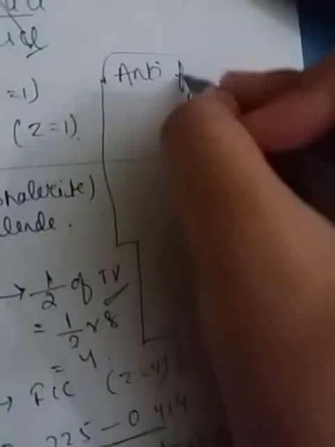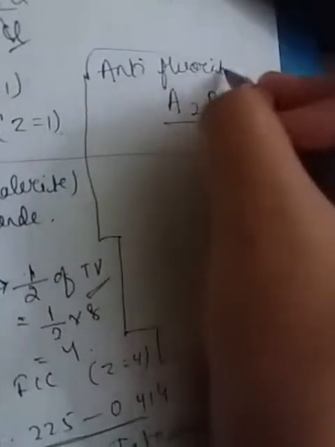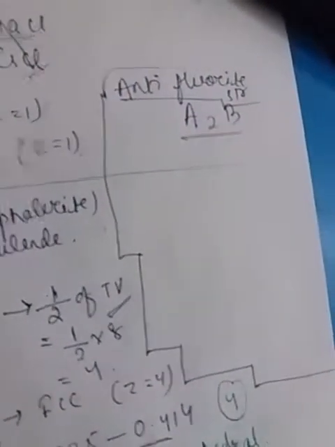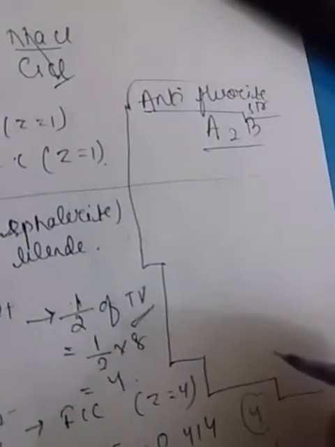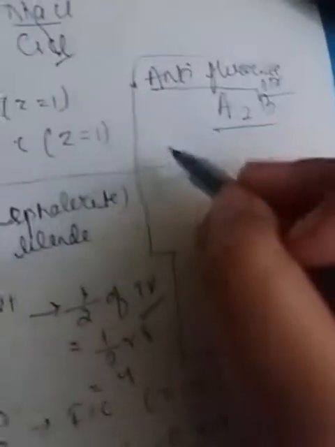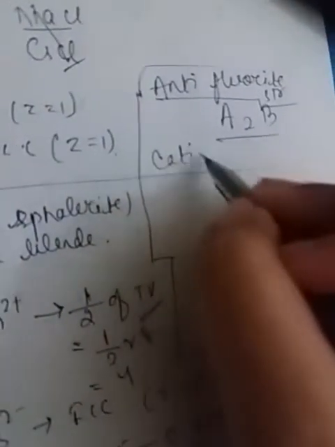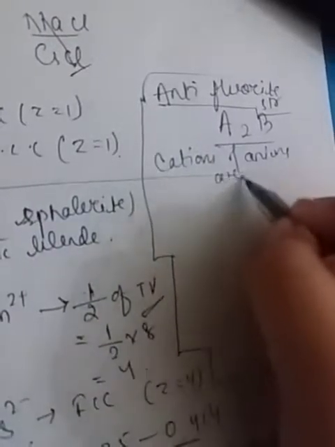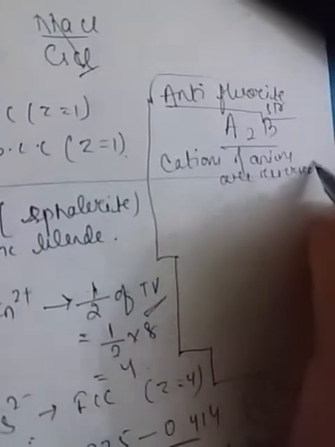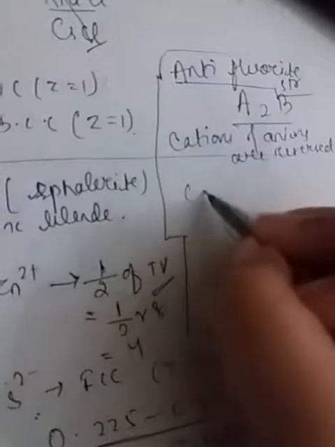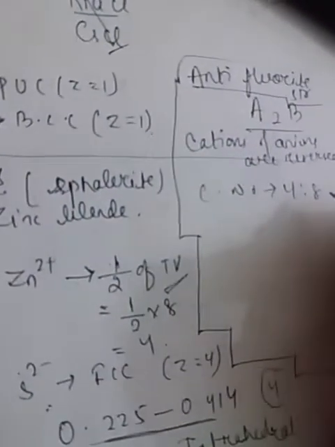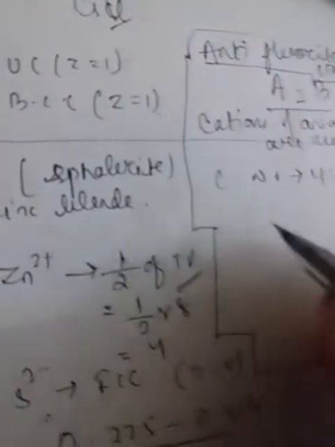From the word itself, you would have understood that it will be just the opposite of it. Yes, you're right. The cations and anions are reversed. There the coordination number was 8:4. Here the coordination number is 4:8. There also CCP, here also CCP arrangement.